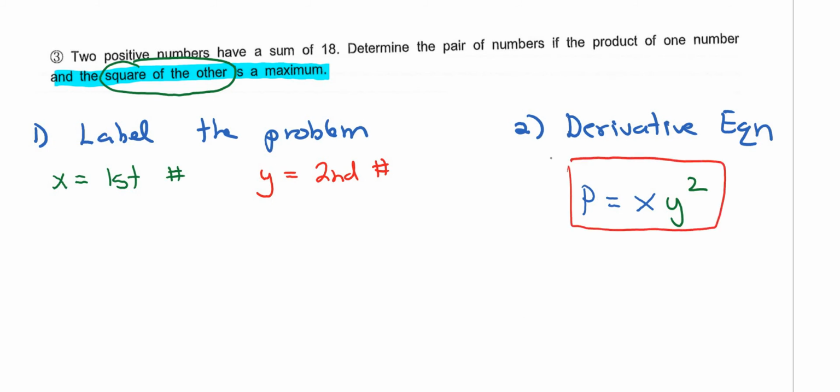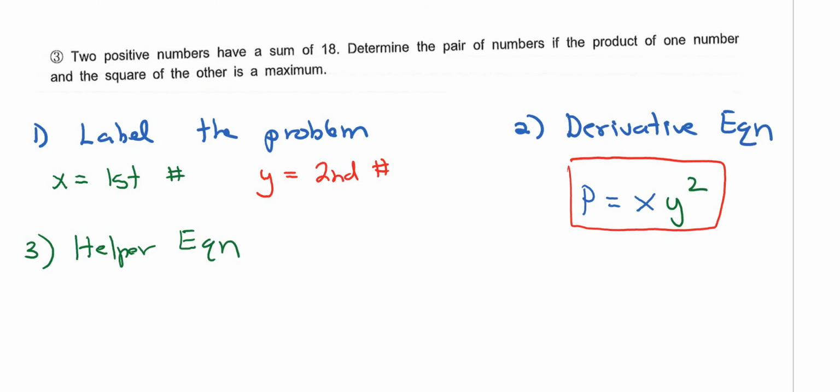Now, this is the equation where we want to take the derivative of, but notice that we have two variables, so we want to get rid of one of the variables so that we can take its derivative. In order to get rid of the second variable here, we need to set up the helper equation. And for the helper equation, we need to look at the entire problem and find where the number is given to us. The only number that's given to us is 18. And how is the number 18 affiliated in the problem? Well, it says two numbers have a positive sum of 18. So I need to figure out an equation with the two variables x and y and 18. And since it says sum, we can just add x plus y equals 18.